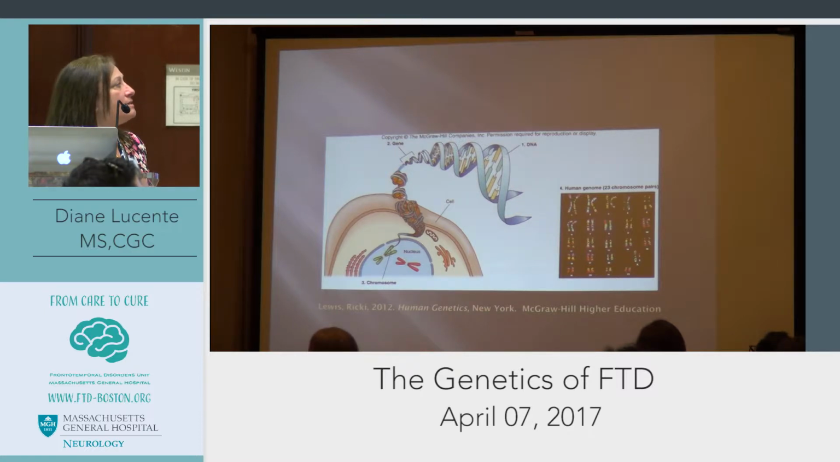DNA is organized into thousands or millions of units. Building blocks of DNA make genes. Humans have about 20,000 genes. And I think it's important to note that we all have the same genes. They just have some variation, so that's why we all don't look or act the same.